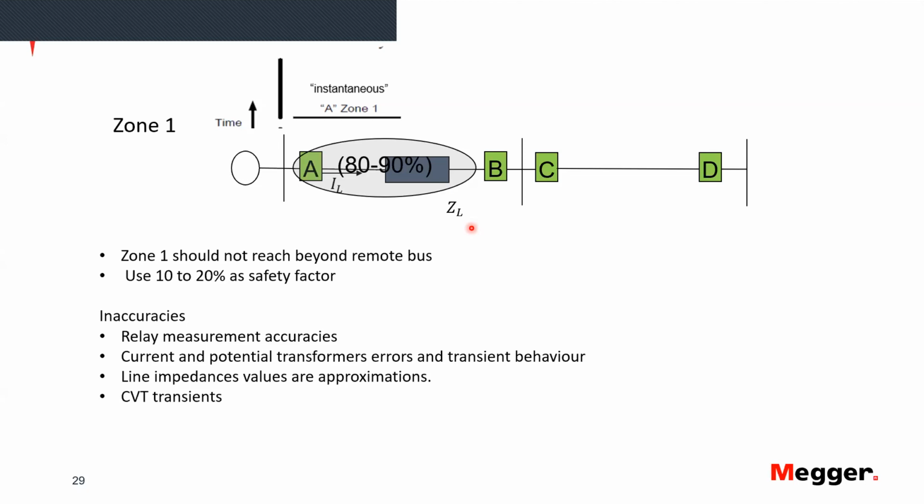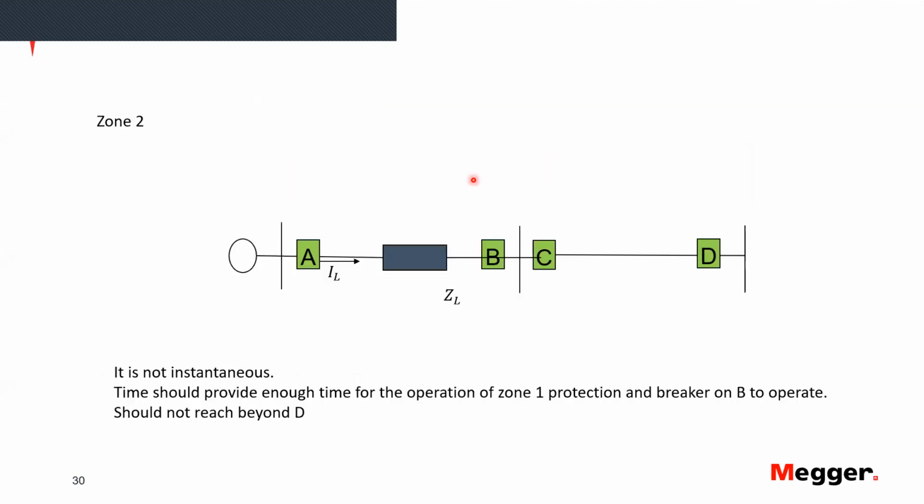So zone 1 is, again, to trip all the way to 80 to 90% of the length of the line, or the impedance of the line, and it should trip as fast as possible. I am using instantaneous there. Remember that instantaneous only means with no intentional time delay. Now, zone 2 should be able to serve as backup of zone 1 and should also look beyond the line. So zone 2 is typically designed to operate around 120% of the line.